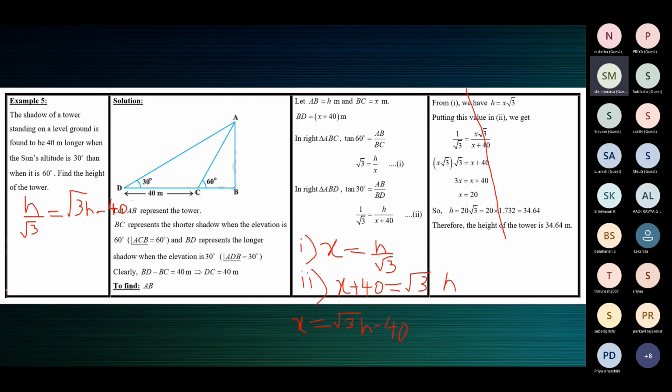Cross multiply. H is equal to 3h minus 40 root 3. So you will get 2h is equal to 40 root 3. H is equal to 40 root 3 by 2, that is 20 root 3. Directly you will get the height of the tower.